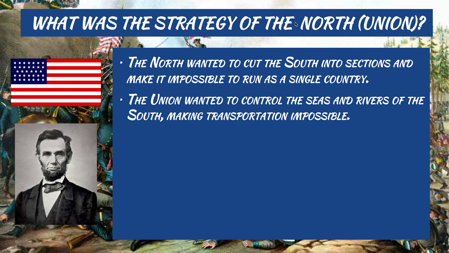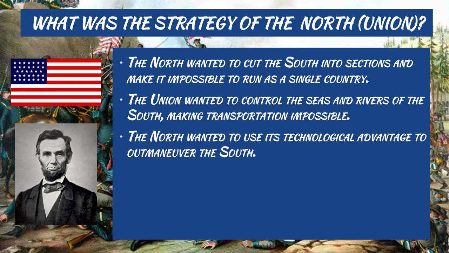The North also wanted to gain control over the river system relatively quickly. And as you will discover, that eventually happened. The North also wanted to use its technological advantage to outmaneuver the South, using the railroads to transport troops, using the telegraph to get real-time information from the battlefront and to send real-time orders to the battlefront was something that had never been done before.